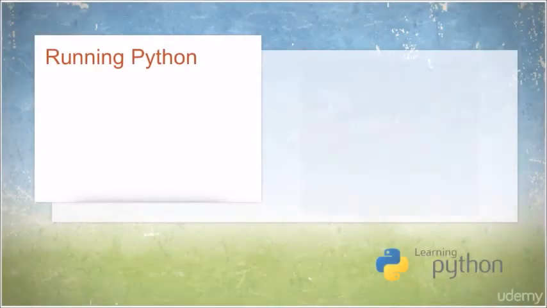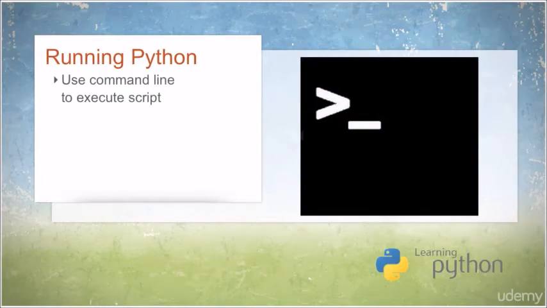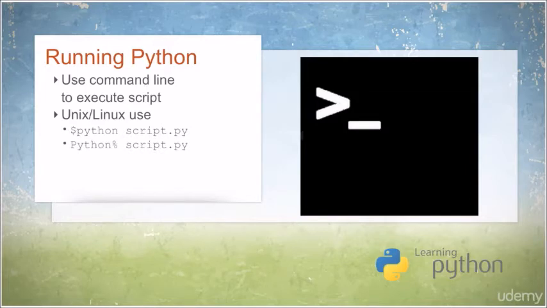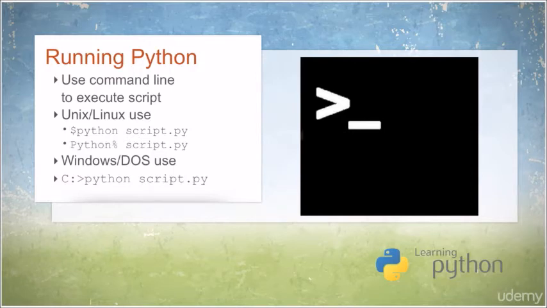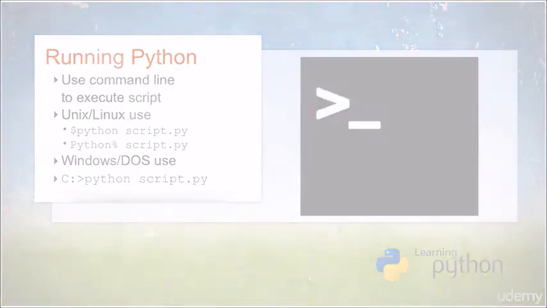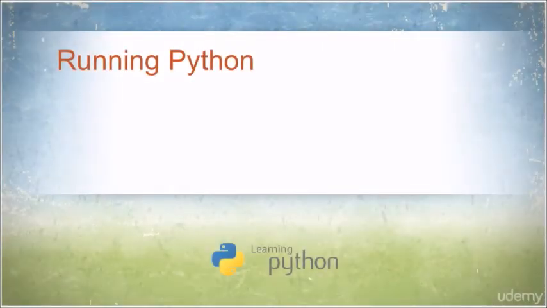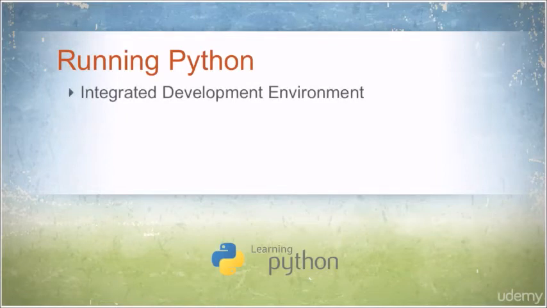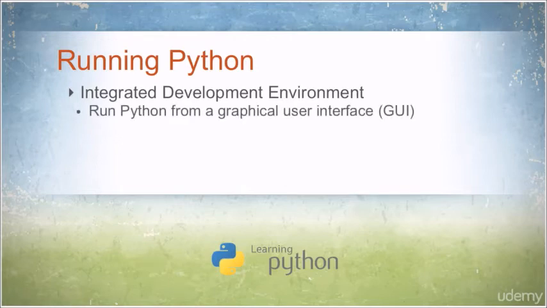Now, the second way is by using the command line. A Python script can be executed at the command line by invoking the interpreter on your application. For Unix/Linux, you should use $python script.py or python% script.py. For Windows DOS, you can use C:\python script.py. Should always use that, in fact. Always be sure that the file permission mode allows you to execute. Okay, so the third way is by using an integrated development environment. Now, this is the most sought after means to develop and execute Python programs. You can run Python from a graphical user interface, GUI environment.